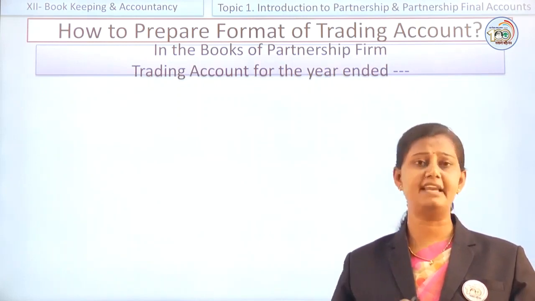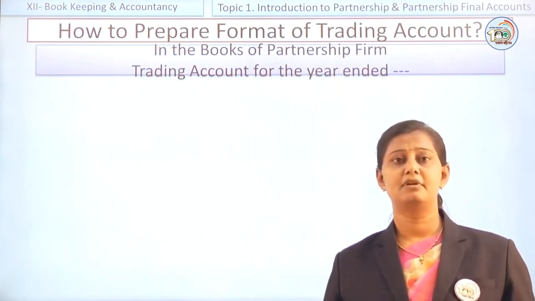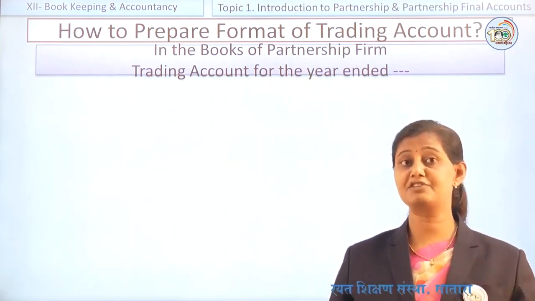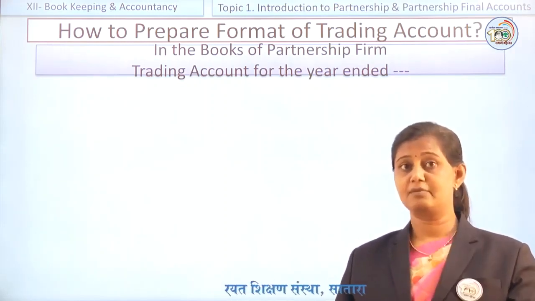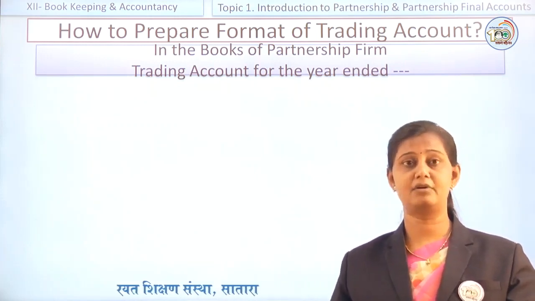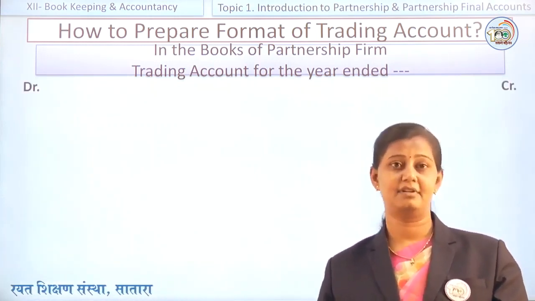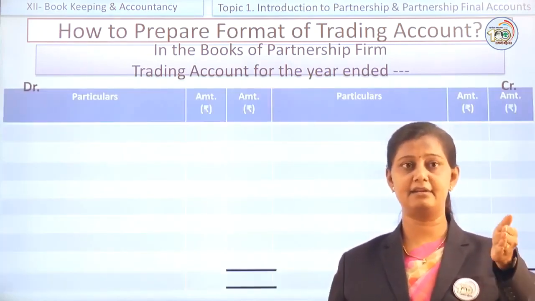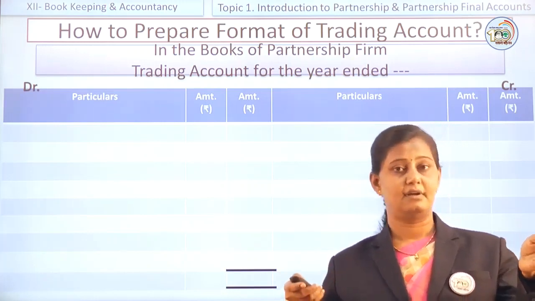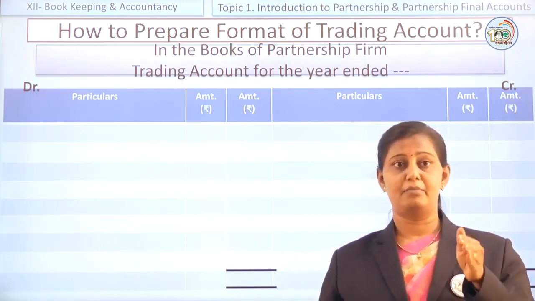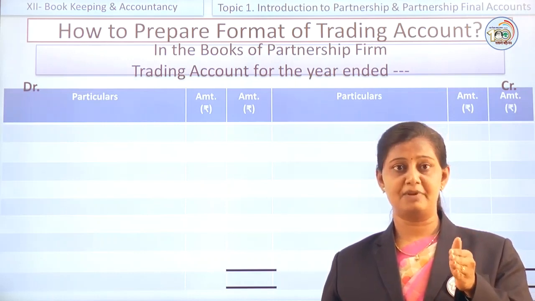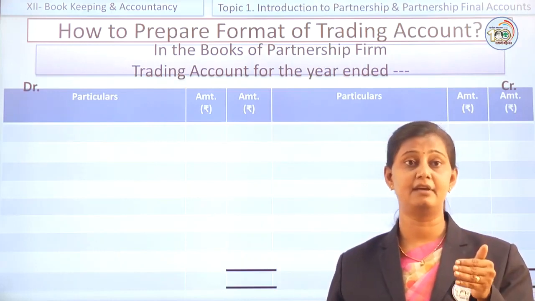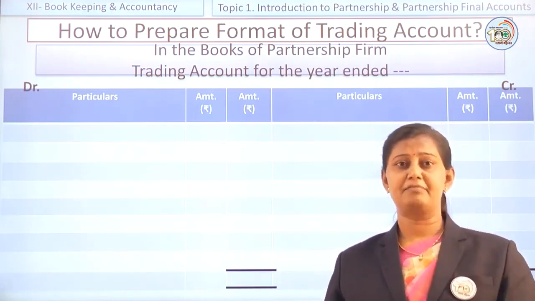Trading account format is very simple, students. First of all, write down the proper heading with the duration of the period. In the books of partnership firm, trading account for the year ended so and so. Make proper columns with their proper headings. Left hand debit side, right hand credit side, particulars, amount rupees, particulars, amount rupees. Look at the format very carefully. This is a simple format of trading account.